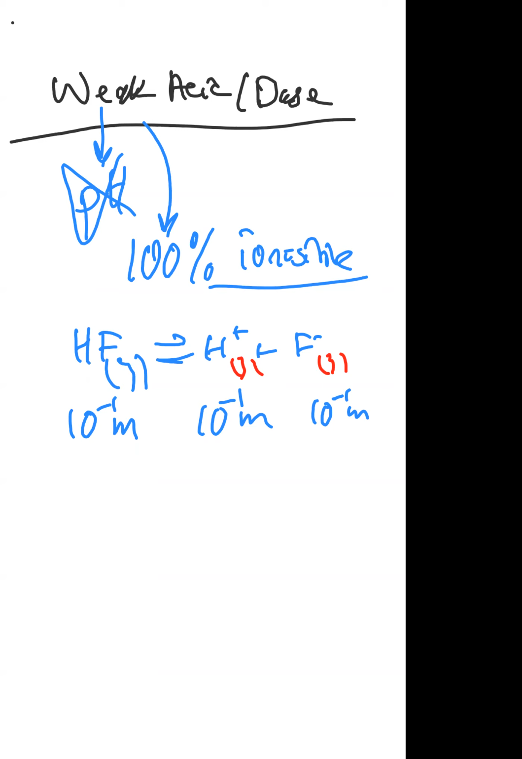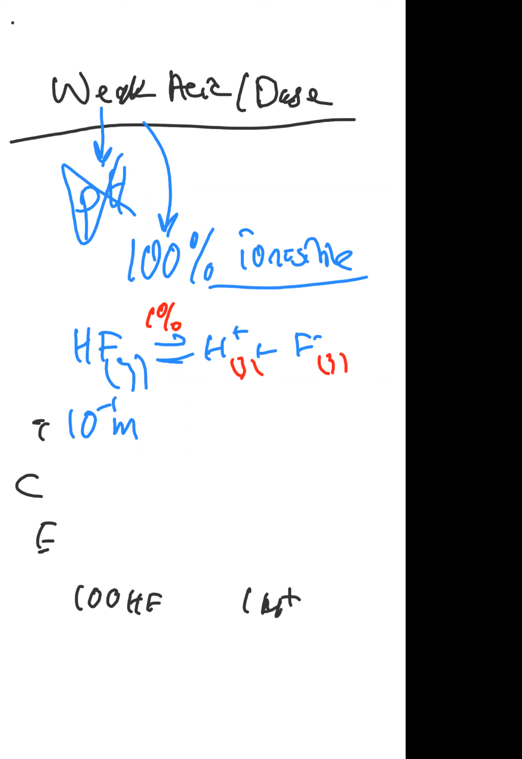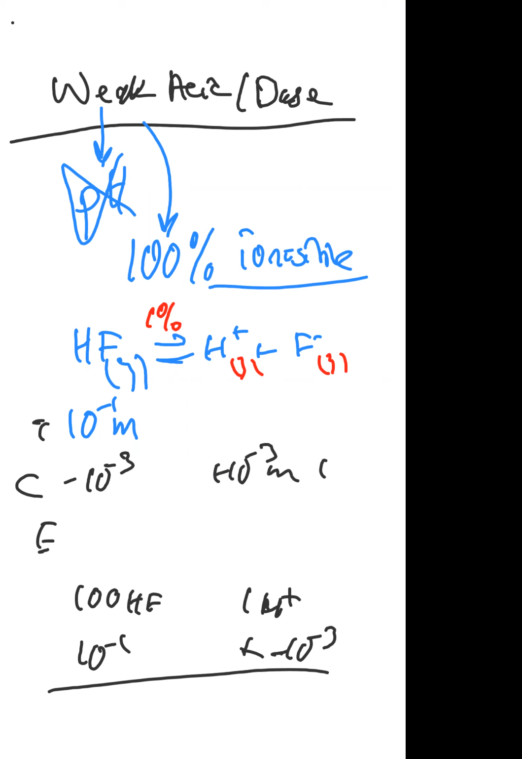For example, let's say, something like an ICE table, nice. We may say that only, let's say, 1% of it may ionize, baby. And this will yield what? If 1 molar of HF produces 1 molar of hydrogen plus, 10 to minus 1 molar of it will produce a tenth. Then the result will be 10 to minus 3. That means 10 to minus 3 molar of HF will ionize to produce that concentration of ions accordingly.